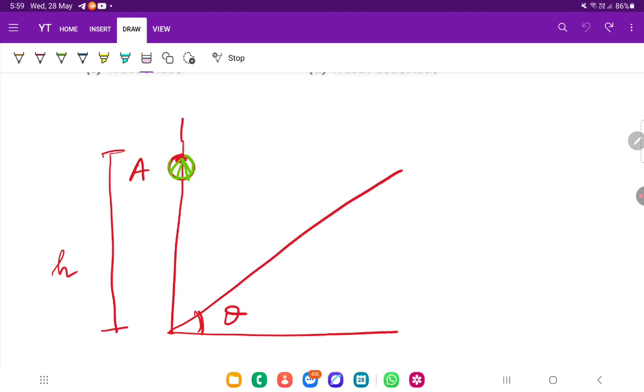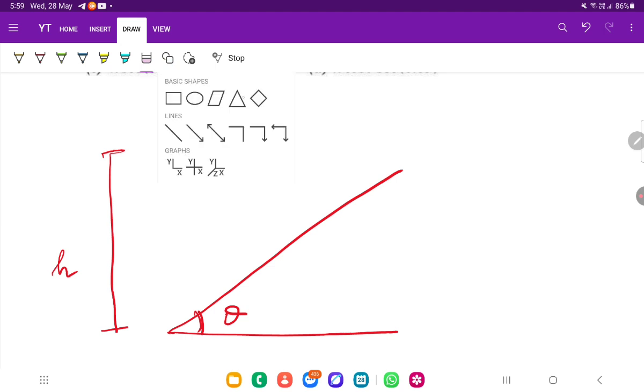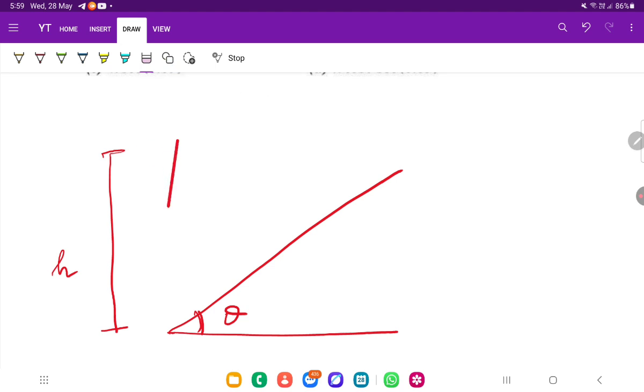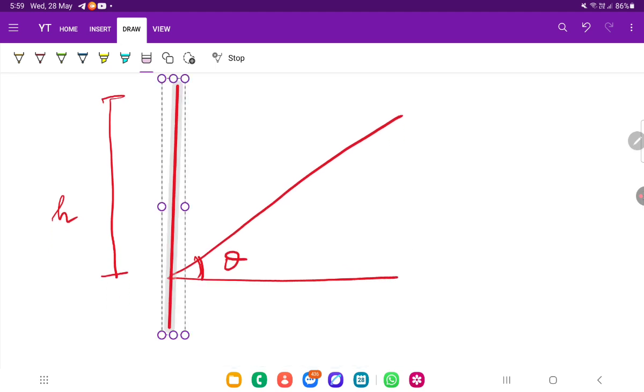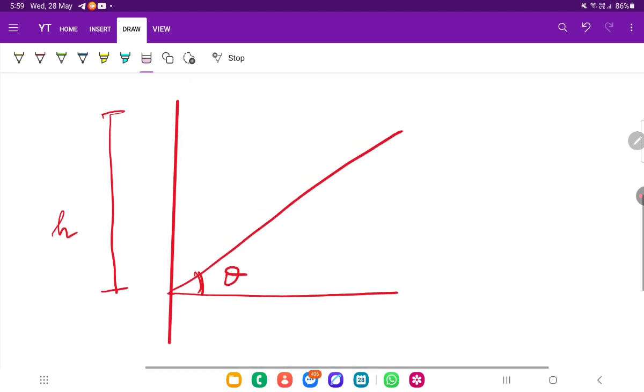So I have to erase this one, I guess. Yeah. And this one was a vertical line. Sorry. Oh no. Take a line here. Yeah, this one is fine.